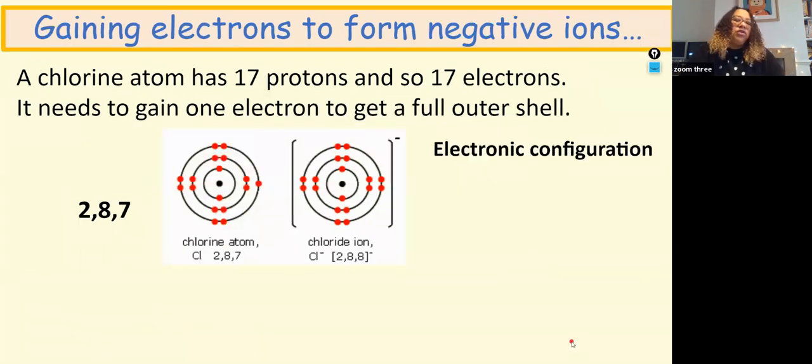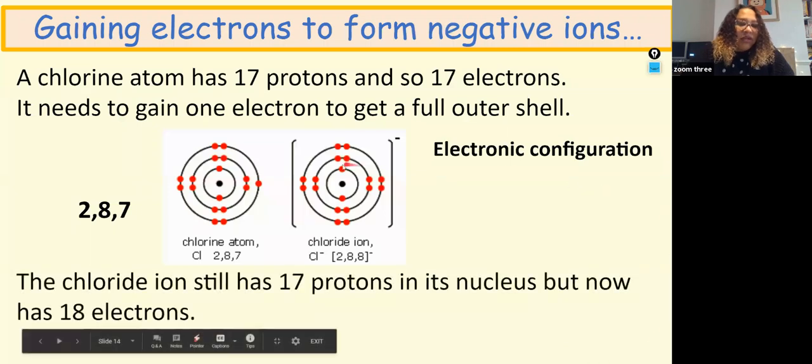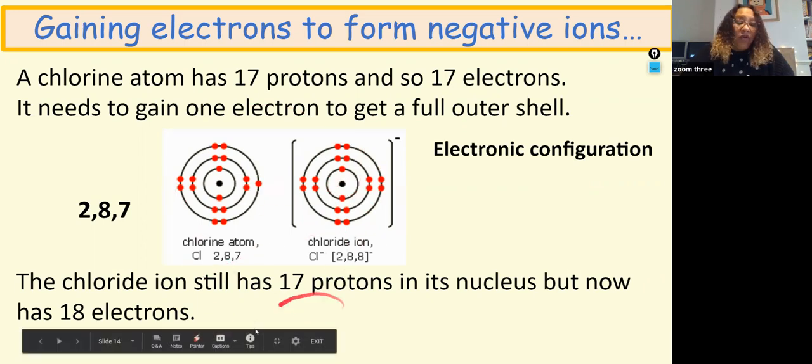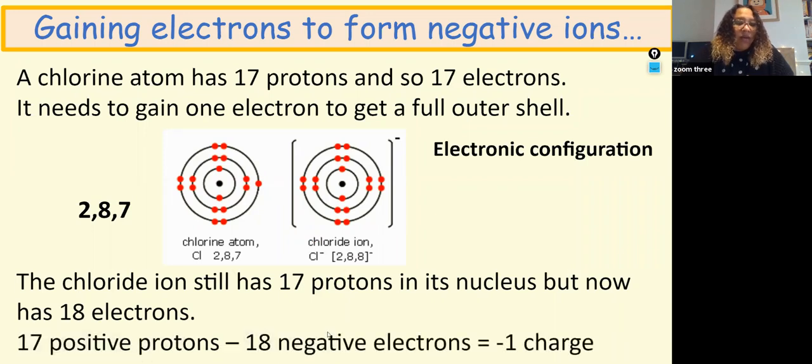And the same thing here with chlorine. It's in group 7. It still has 17 protons in its nucleus when it becomes an ion, but it has 18 electrons because it's gained an electron from one of the group 1 elements in this instance. 17 minus 18 is minus 1.